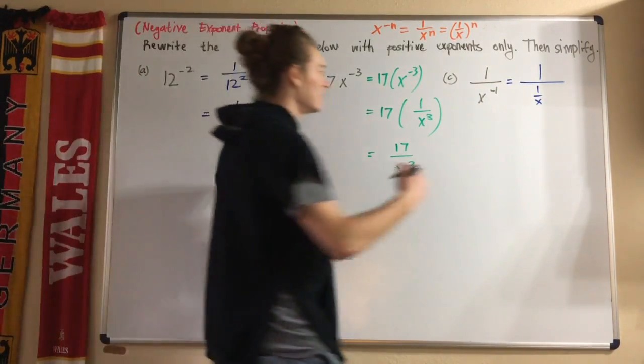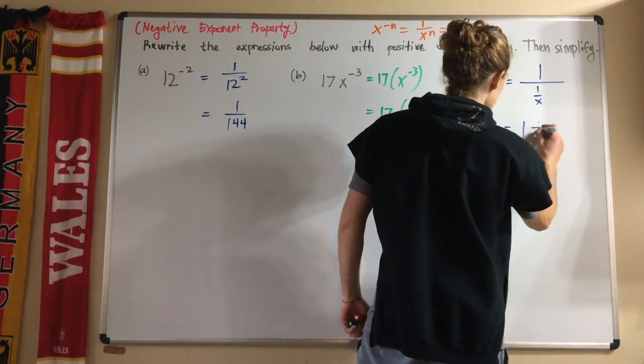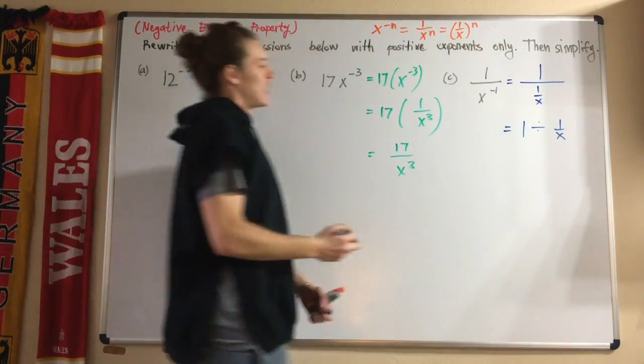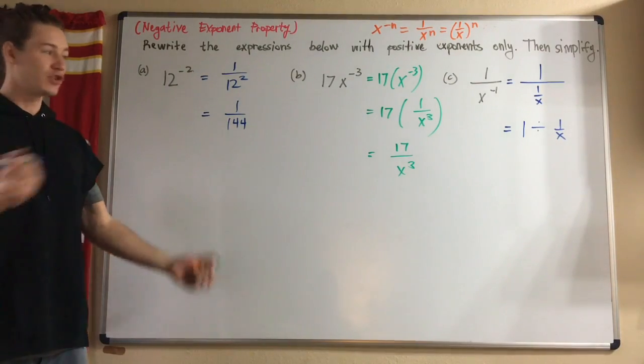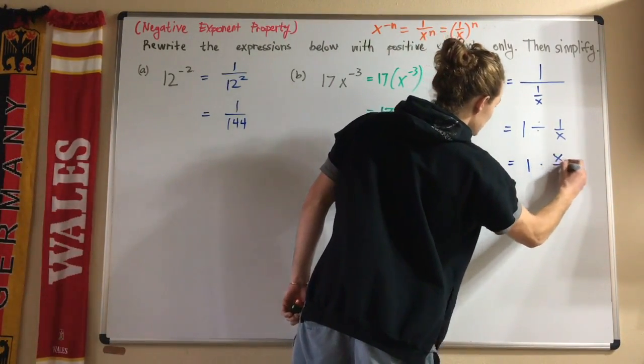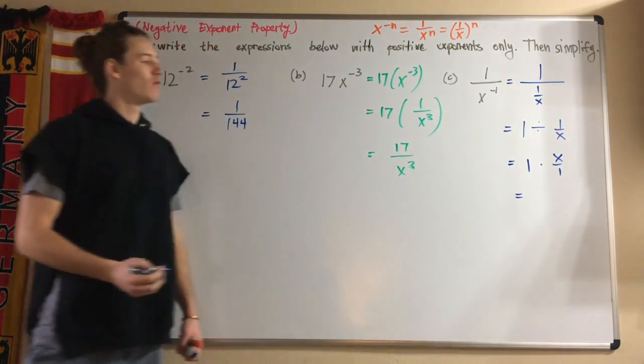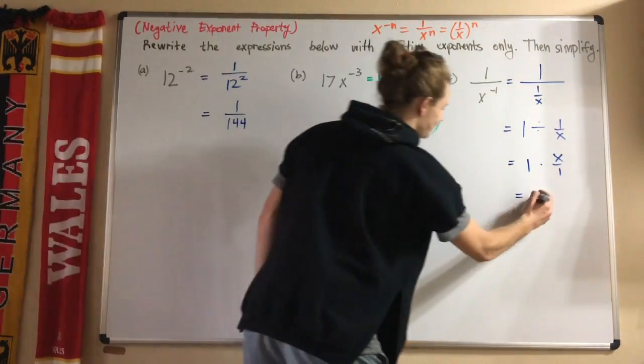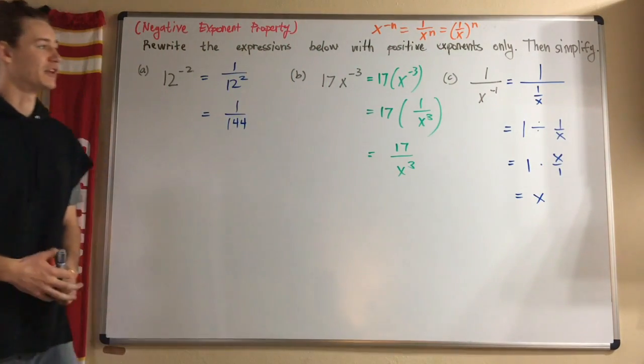It's division, right? So we can say this is 1 divided by 1 over x. And I know that division is the same as multiplication of reciprocals. This is the same as 1 times x over 1. And we know that 1 times x over 1 is just x. And we solved that problem here.